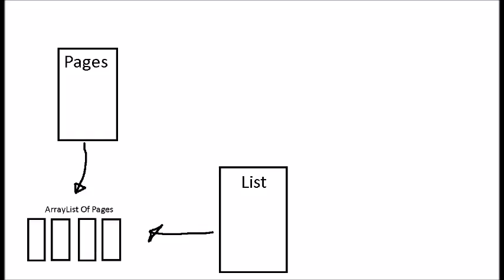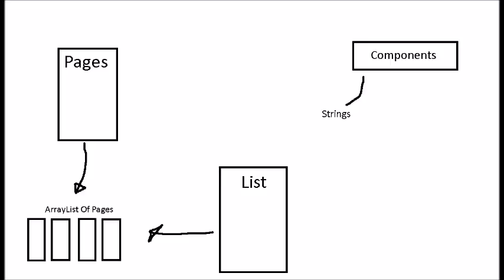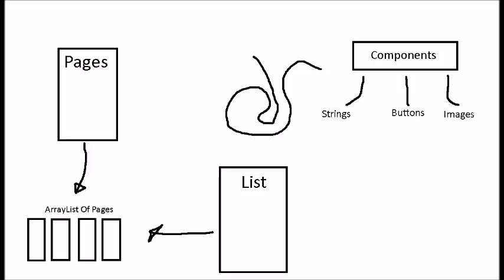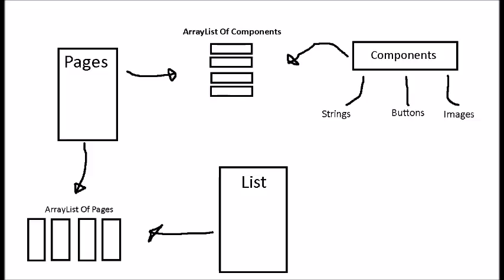Every list has an array list of these pages. And then we have components. Components can be anything, and they are things displayed inside pages. They can be strings, buttons, or images. But now, where do these components go? Easy. Every page has an array list of these components that it stores, and it has a certain amount per page. You can set all that stuff.